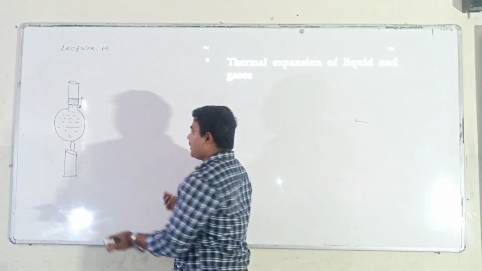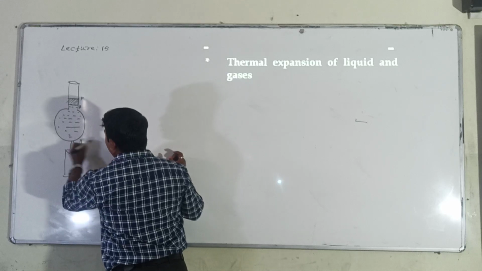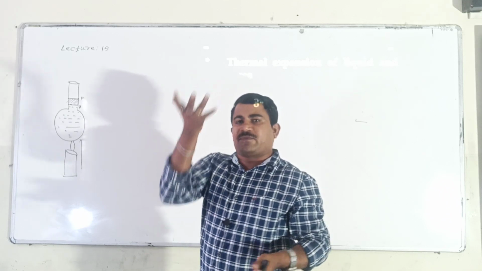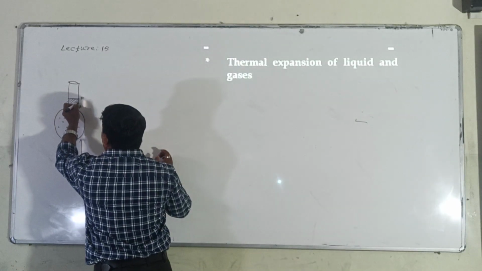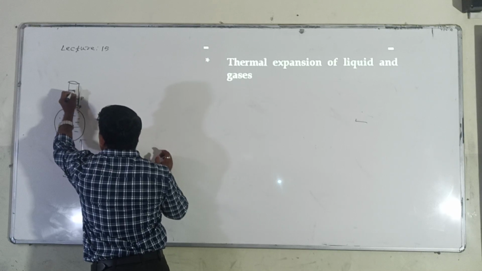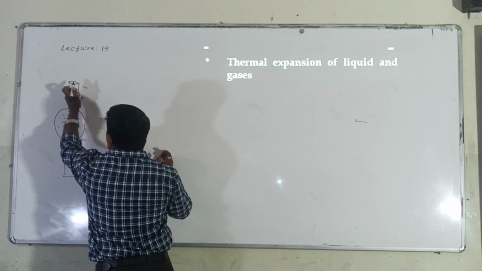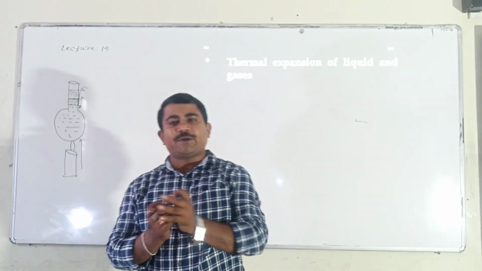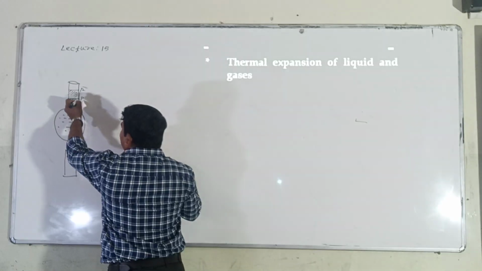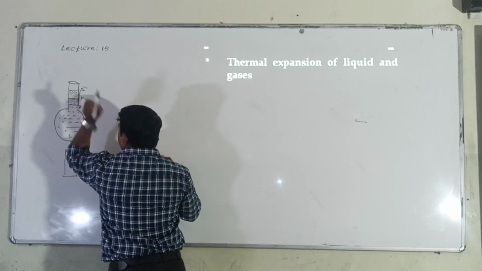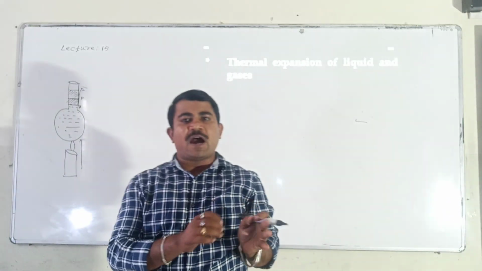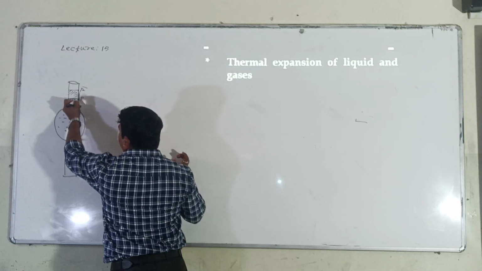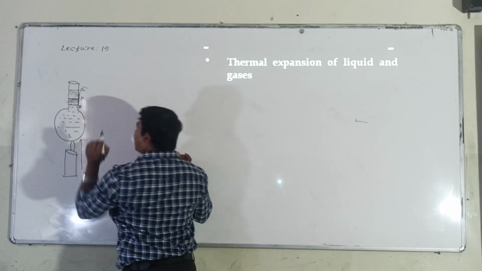Then later again, if more heat is provided, I mean more temperature increase, the level of the liquid again rises up. How does it rise up? It rises from this value to this value, from P to R. What is P to R? P to R represents the apparent expansion of the liquid, and P to Q is nothing but the actual expansion of the flask.